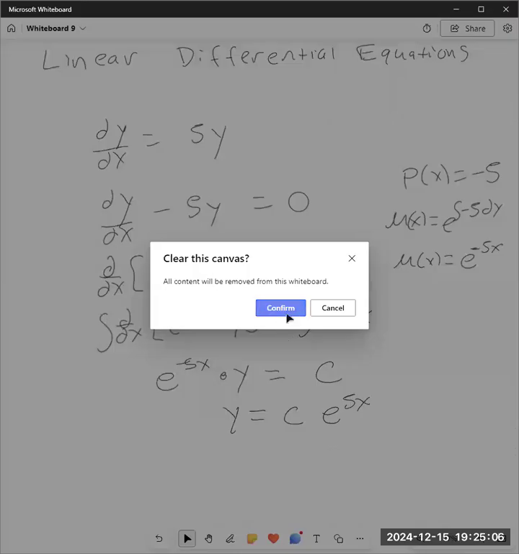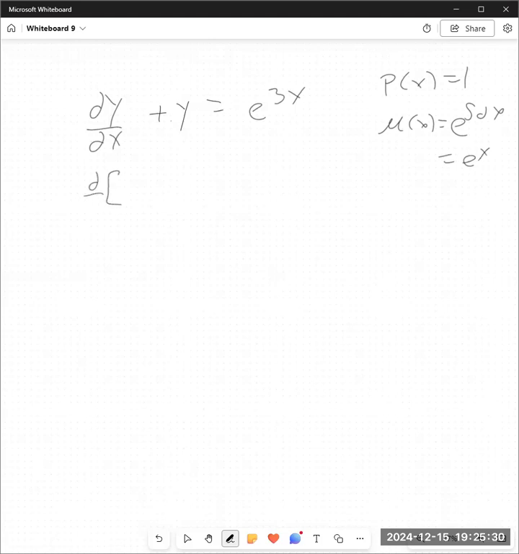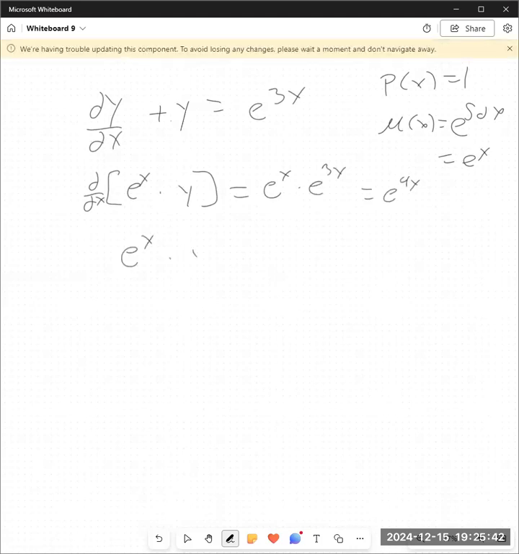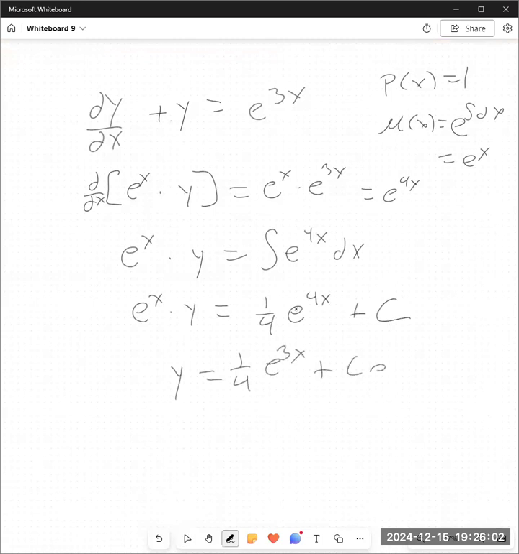All right, let's clear all that. Let's look at the next problem, dy/dx plus y is equal to e to the 3x. So my p of x here is equal to 1. So mu of x is equal to e to the integral of 1 dx, or e to the x. So d/dx of e to the x times y is equal to e to the x times e to the 3x, which is e to the 4x. So e to the x times y is equal to the integral of e to the 4x dx. E to the x times y is 1/4 e to the 4x plus c, and y is equal to 1/4 e to the 3x plus c e to the negative x.